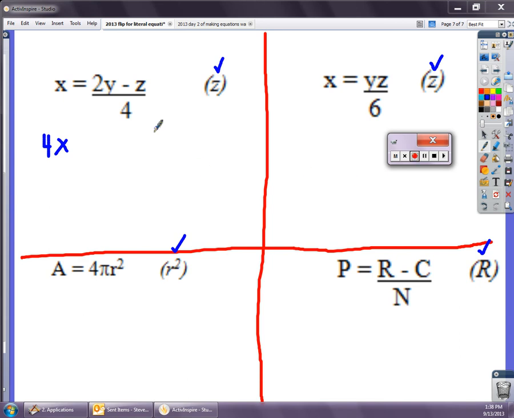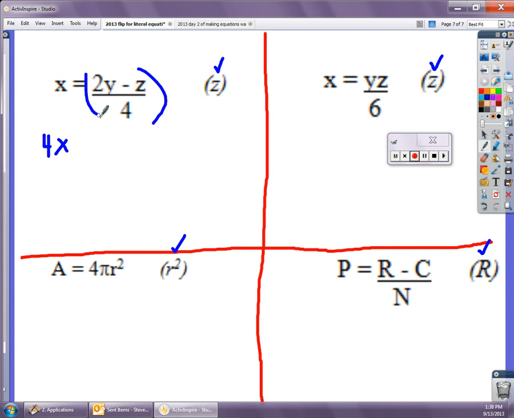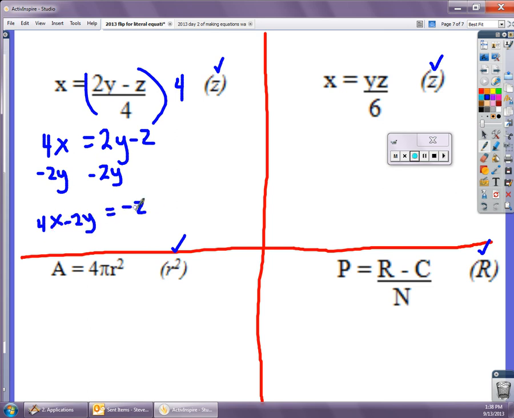All right, so for this one, you should have gotten rid of the divided by 4 by multiplying both sides by 4, which leaves you 4x equals 2y minus z. Then we have to move the 2y over, so I'm going to subtract 2y on both sides. 4x minus 2y equals negative z. Now, we didn't want to solve for negative z. That's negative 1z. We want to solve for z. So I have to cancel out the negative 1 by dividing both sides by negative 1.